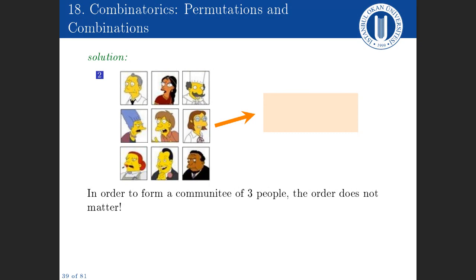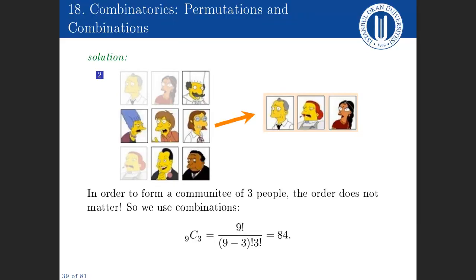Now, let's talk about part 2. Now we want to choose a committee of 3 people from these 9 people. When we're choosing a committee, the order doesn't matter. So if the order doesn't matter, we use combinations. The number of ways to choose a committee of 3 people from a total of 9 people is going to be 9C3, or 84.